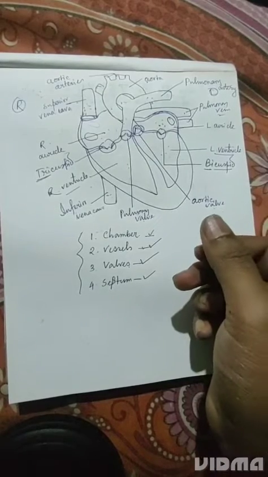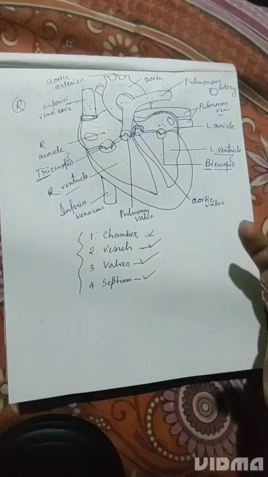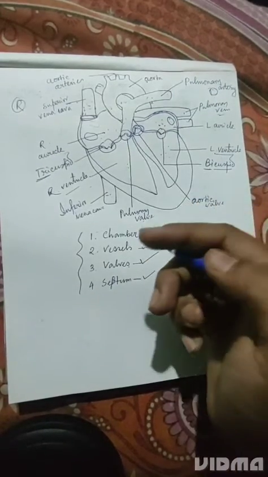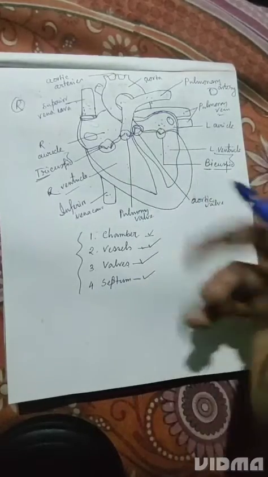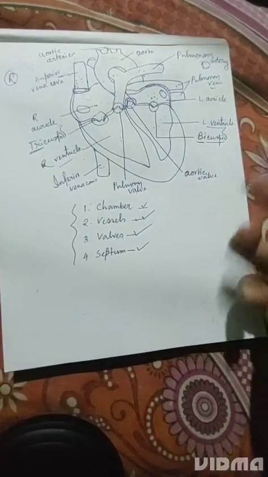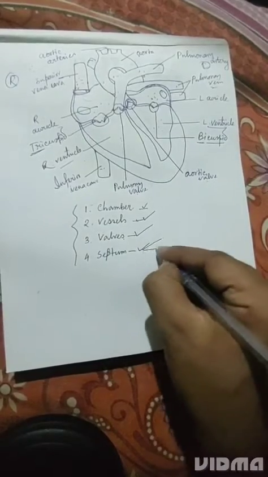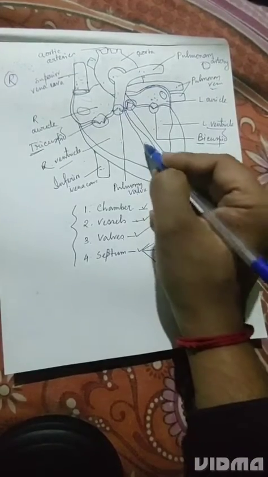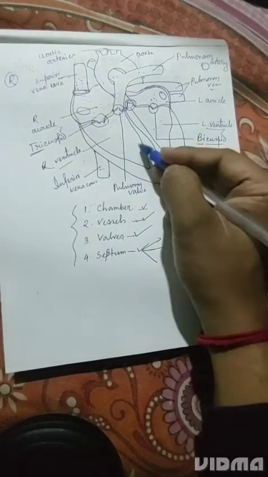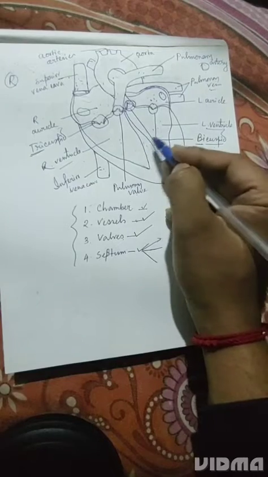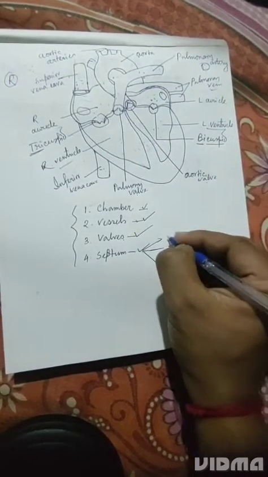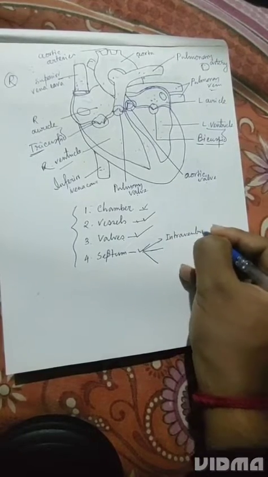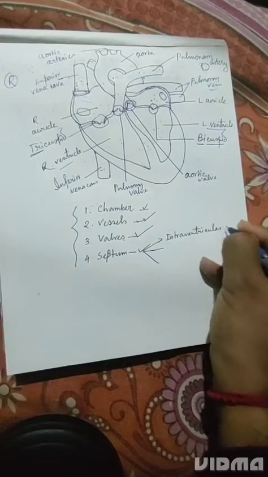What is septum? A septum is a division or separation between two ventricles, two auricles, or one auricle and one ventricle. We can say this is of three types. First, this septum, look here. This septum is dividing two ventricles, left ventricle and right ventricle. So this is also known as the interventricular septum.